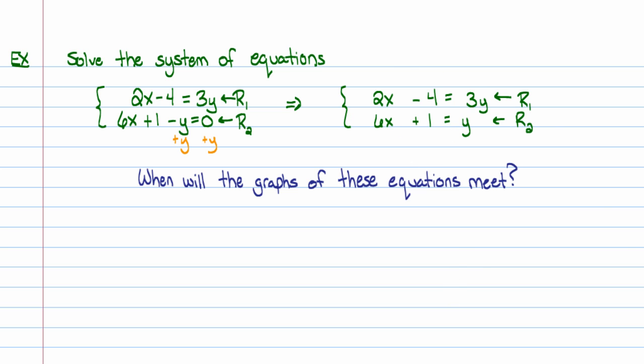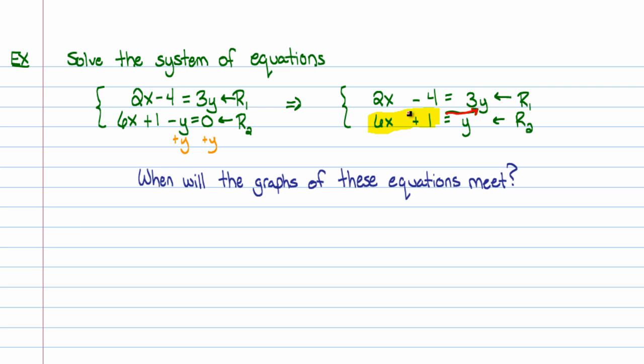When will the graphs of these equations meet? Well, they'll meet at a point, basically an x, y value that they share in common. So if I know that the y value is supposed to be 6x plus 1 and I want them to have the same y value, let's say this is our y value, 6x plus 1. Let's take that and substitute it in for the y value in the other equation. In fact, I should use a different color here to really show you what's happening.